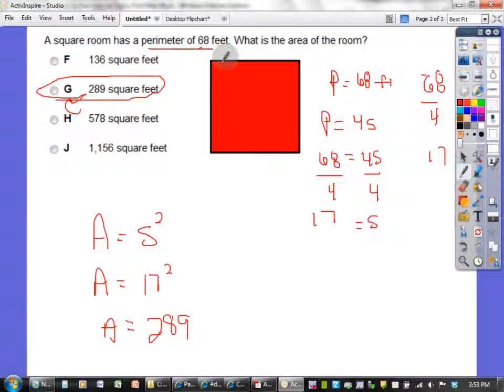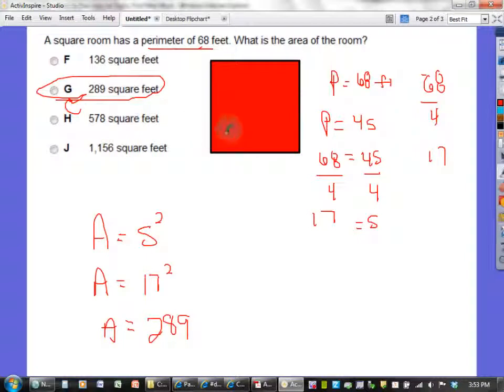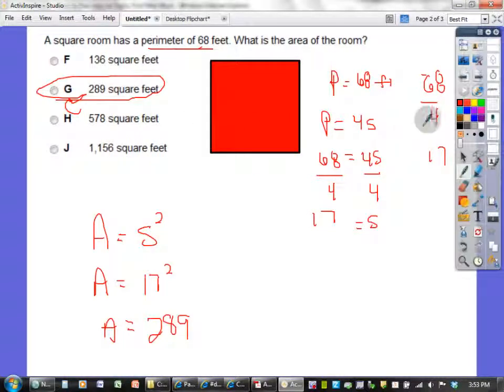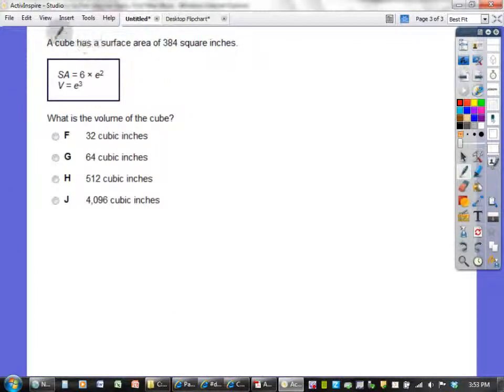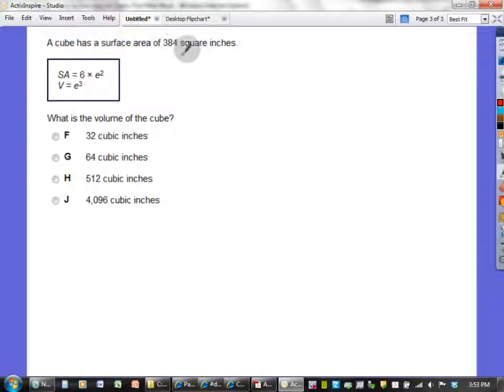So whatever information is given, we just substitute it in the correct formula, and typically the formulas are given to students on the TCAP test. So let's look at one other one right here. A cube this time has a surface area of 384 inches square. What is the volume? So we're looking for what is volume.